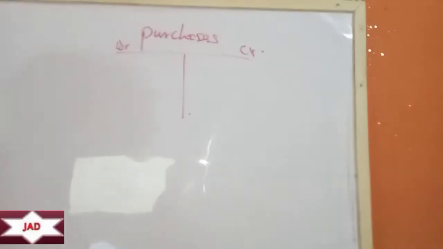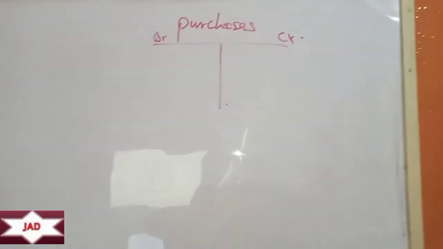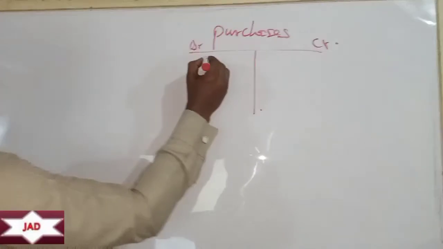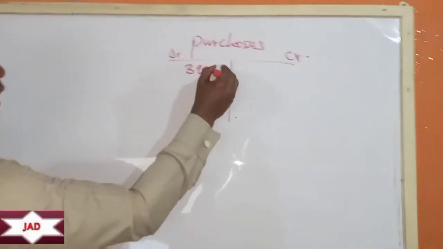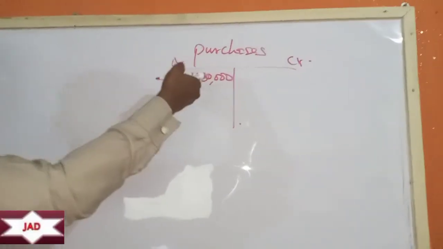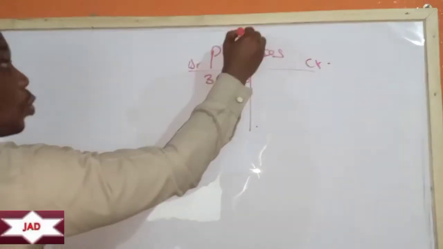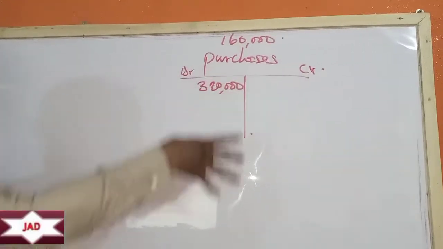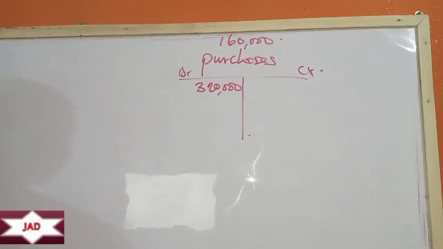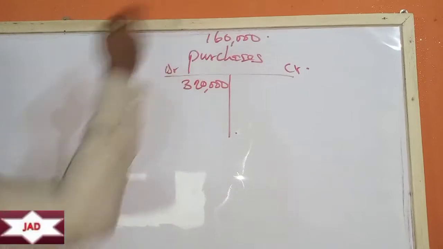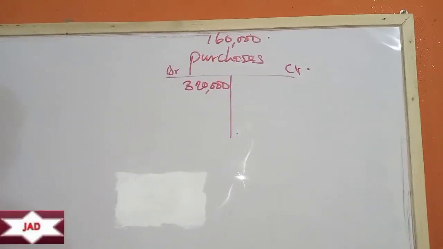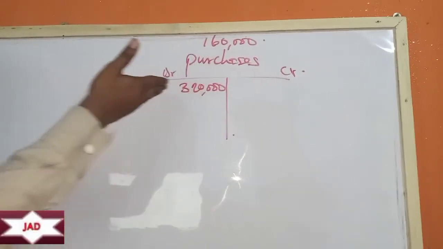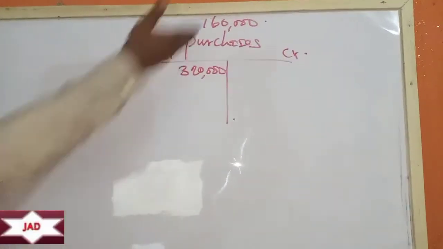Now they are saying that the total is 160, but they posted it as 320,000. So they have written 320,000 here. But what ought to be written here is 160,000. So it means that we need to reduce this by what? 320 minus 160 is 160. So that means this purchases has been overstated by 160 thousand.